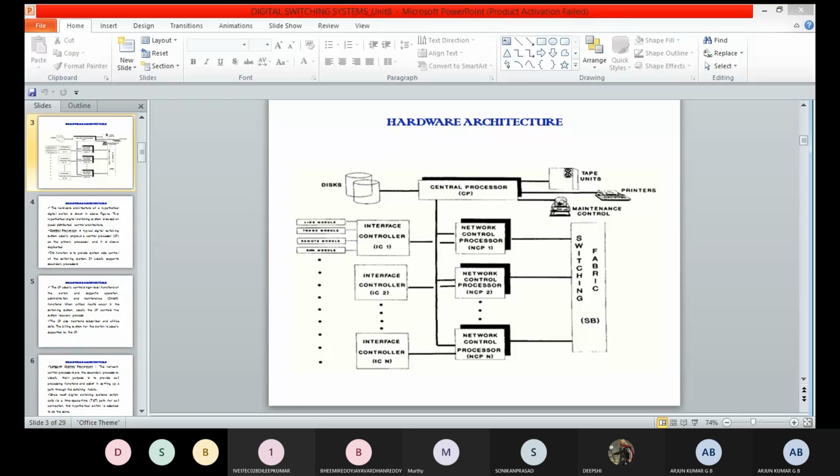Now we are going directly to the first one. Sir, yeah, you can. Sir, some disturbance is there, sir. Now it is audible, no? Yes, sir. Okay, now we are going to discuss the hardware architecture.